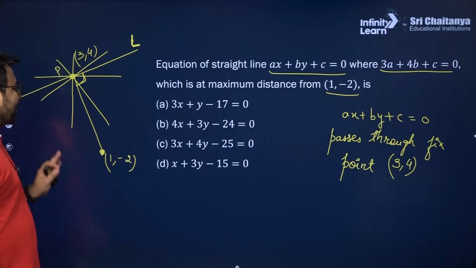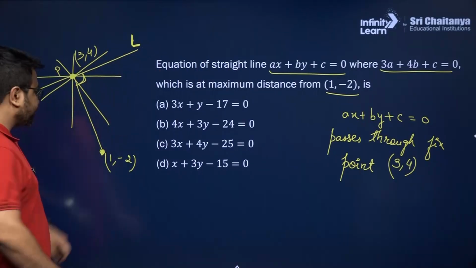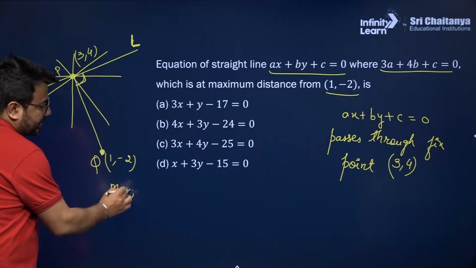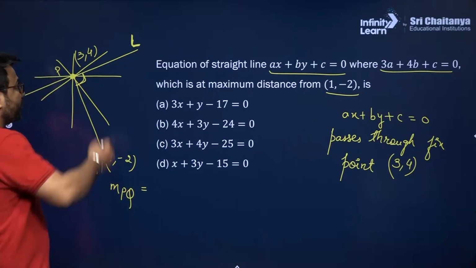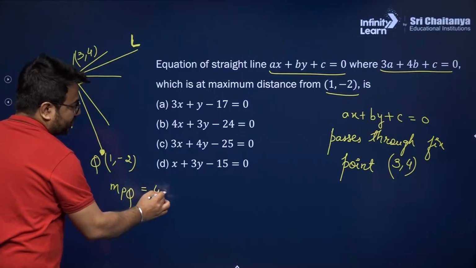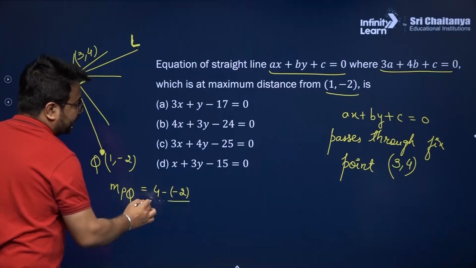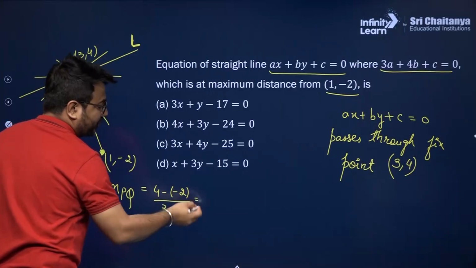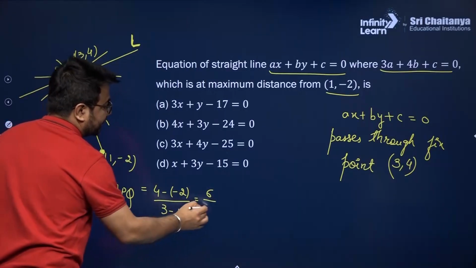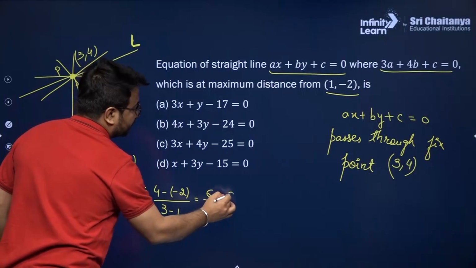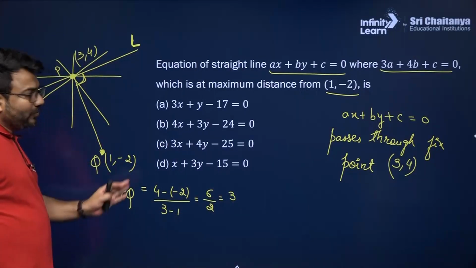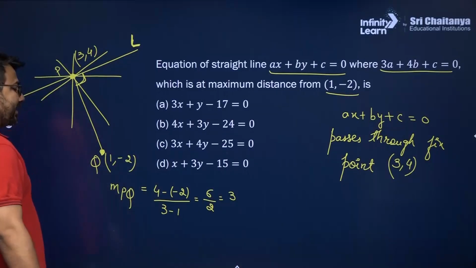So basically how will I be able to get the equation of L? First of all, I will be finding the slope of PQ. So slope of PQ will be 4 minus of minus 2 and whole divided by 3 minus 1. So this will be converted to 4 plus 2, which is 6, and 3 minus 1 will be 2. So 6 upon 2 will be written as 3. That is why the slope of PQ will be written as 3. I hope this is clear to you.